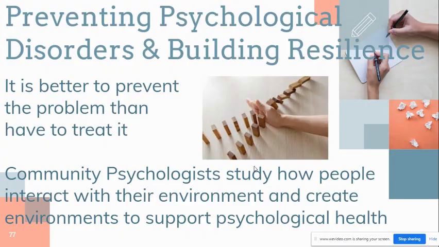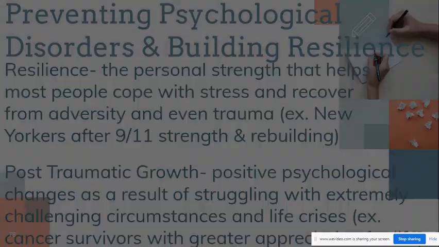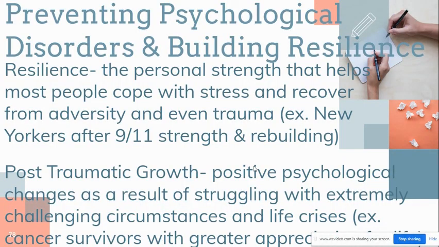So preventing psychological disorders, as you know, it's better to prevent something than to treat it. If you could ever stop it from happening, that's a whole lot easier than trying to fix it. And that's what community psychologists actually try to do. But the last two things you're going to talk about are resilience and post-traumatic growth. So resilience is when, after something, you rebuild yourself, like become better. You know, the example of New Yorkers after 9/11, they were strong, they rebuilt, they were patriotic, they were together, they were unified. So it's when you come out of a stress and you recover from the adversity.